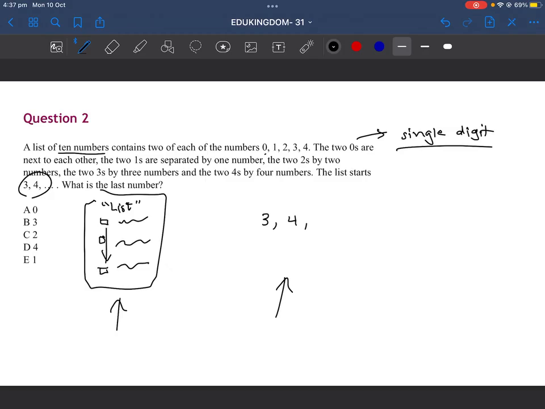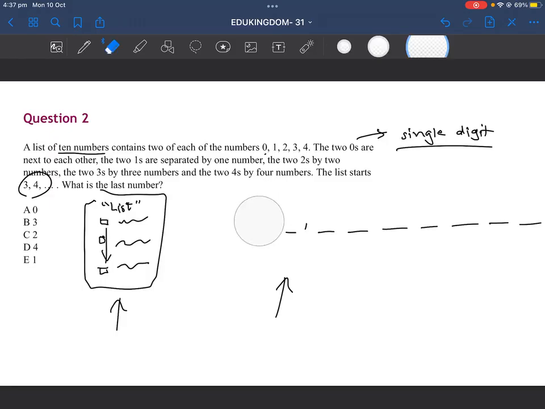Then what do we go with? This is the first place, second place, third place, fourth, fifth, sixth, seventh, eighth, 9. And let's create space for one more. So in total, I have 10 spaces there. Hopefully I've counted right. Yep. And the first two places are taken by 3 comma 4.